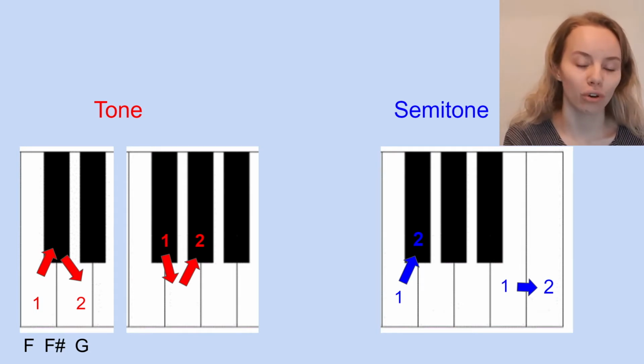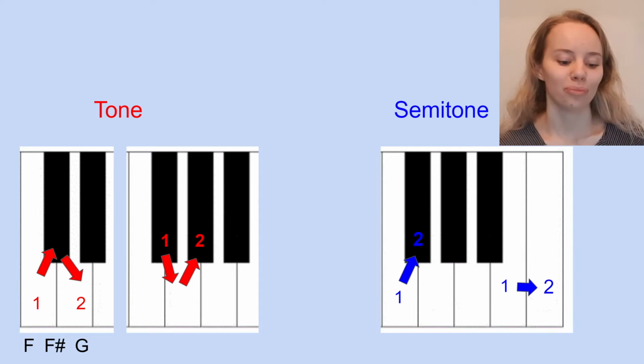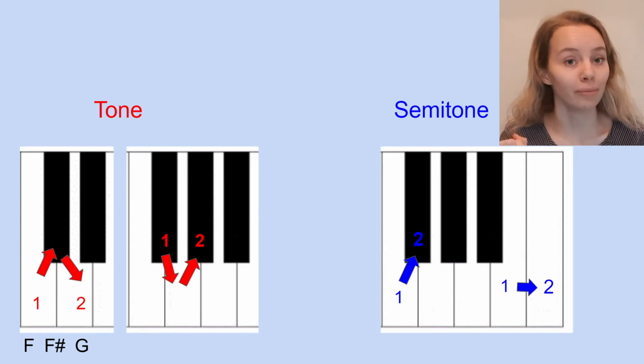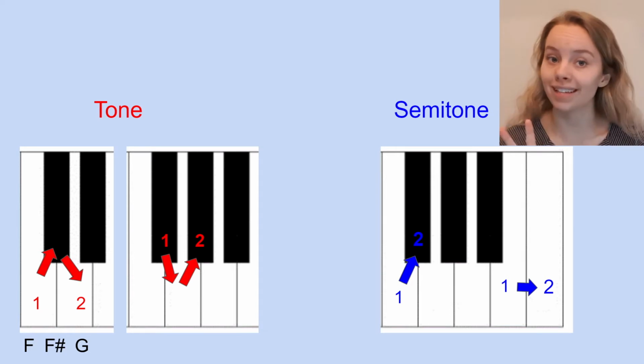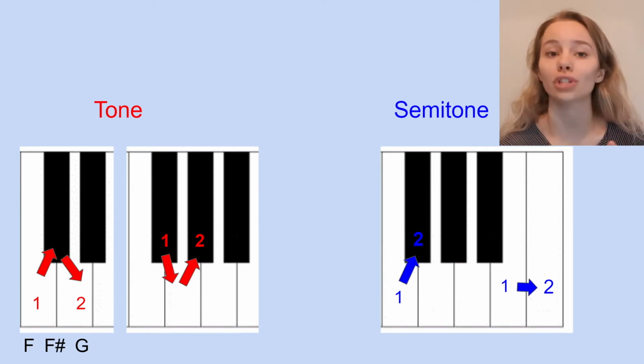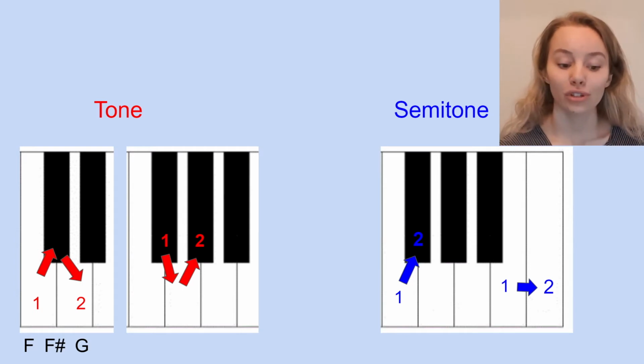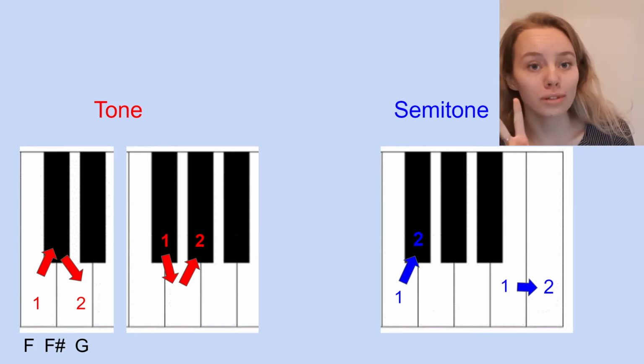This one starts on F sharp. Now, F sharp to G is 1 step, then G to G sharp is the 2nd step. So we know that F sharp to G sharp is 1 tone. So we know that a tone is made up of 2 semitones.